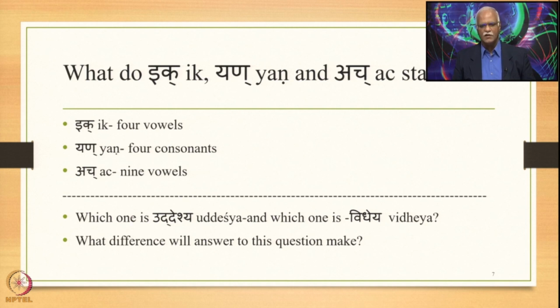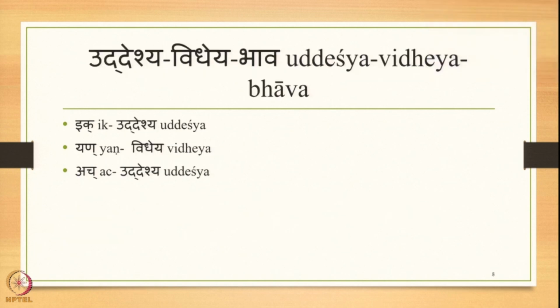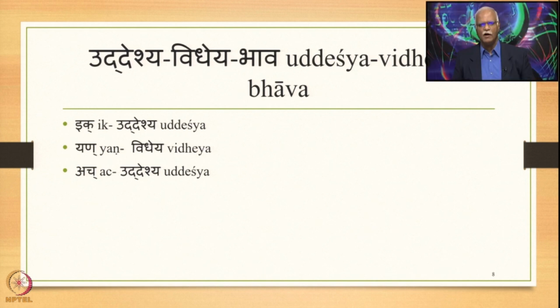The question would be, what difference will answer to this question bring about or make? This is very important question. So we rewrite what we saw just now. We said that Ik is uddeshya, Yan is vidheya and Ach is uddeshya. Uddeshya vidheya bhava is very crucial. Ik and Ach, they are uddeshyas and Yan is vidheya.